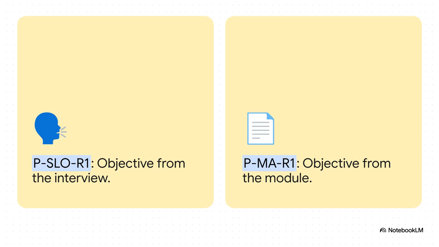Now compare that to P/MA/R1. This is the exact same planning and learning objective concept for the exact same respondent, but that MA tells us this evidence was found written in their physical teaching document, their module AJAR. This shows exactly how a researcher can track the exact same conceptual thread across entirely different data sources.